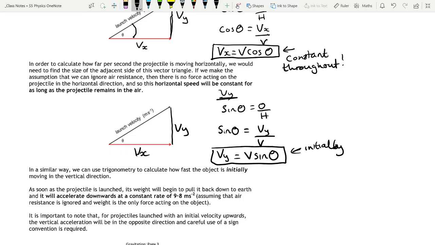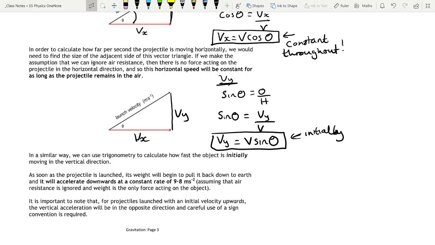So we can use trigonometry to calculate how fast the object is initially moving in the vertical direction. As soon as the projectile is launched, its weight will begin to pull it back down to Earth, and it will accelerate downwards at a constant rate of 9.8 meters per second squared, assuming the air resistance is ignored. It's important to note that if the projectile is launched with an initial velocity upwards, the vertical acceleration will be in the opposite direction, and careful use of a sign convention is required. Remember, acceleration always acts downwards, so if you're using upwards as positive, your acceleration will be negative. So you just need to remember that as well. So it's another thing to keep on top of.